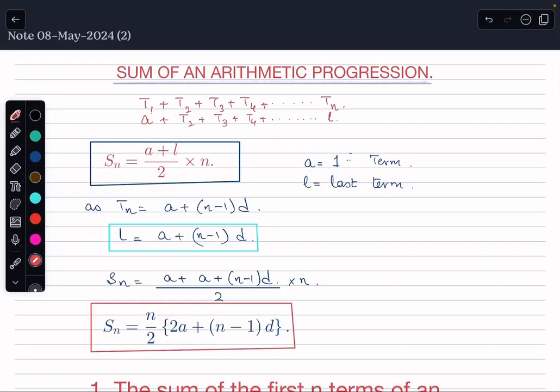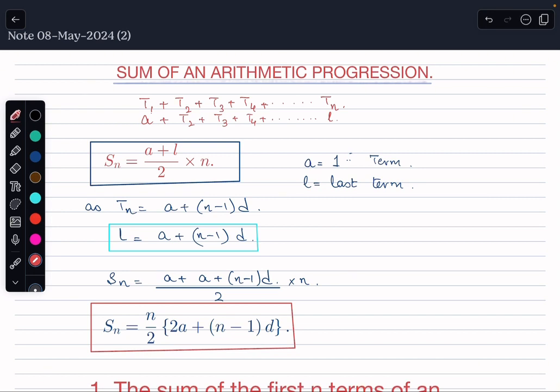Sum of an arithmetic progression. For an arithmetic progression, we have terms in a series, and when the terms are added together, that gives us the sum of the arithmetic progression.